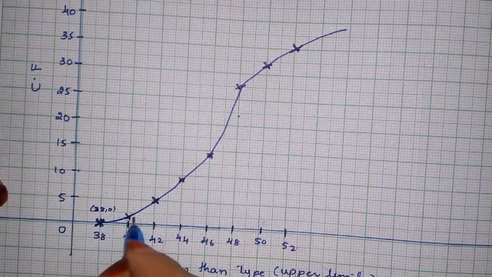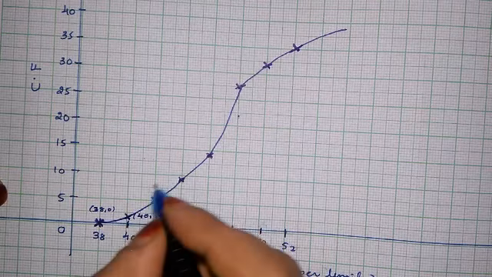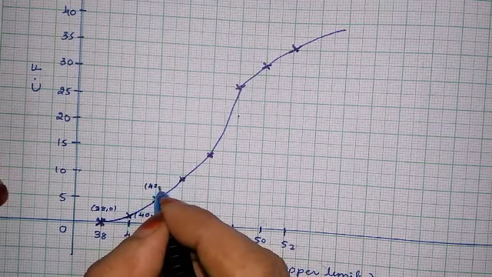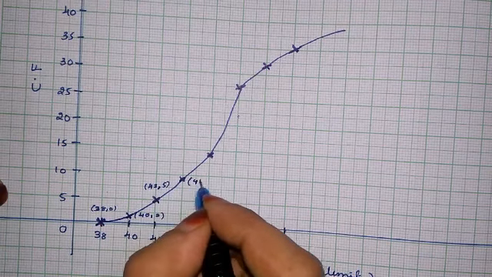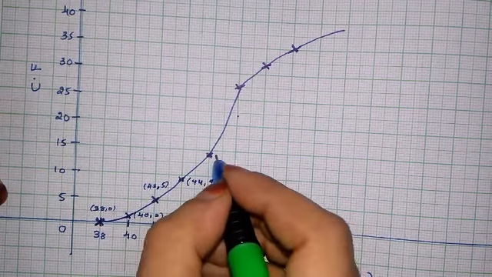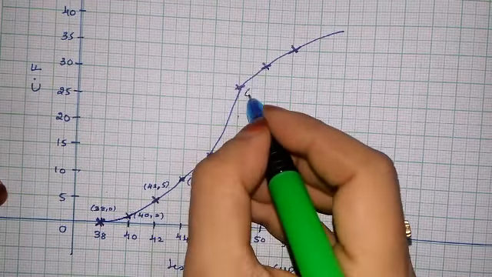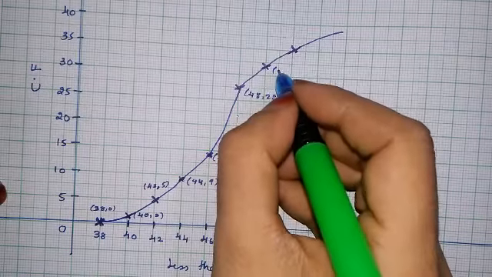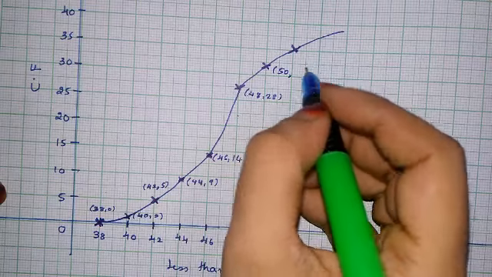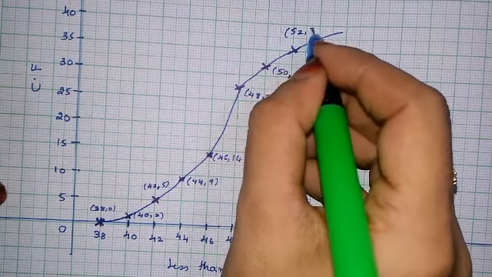38, 40, 42, 44, 46, 48, 50, 52. The cumulative frequencies are 0, 3, 5, 9, 14, 28, 32, and the last 35.